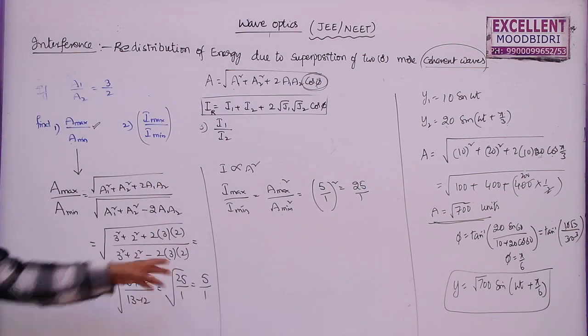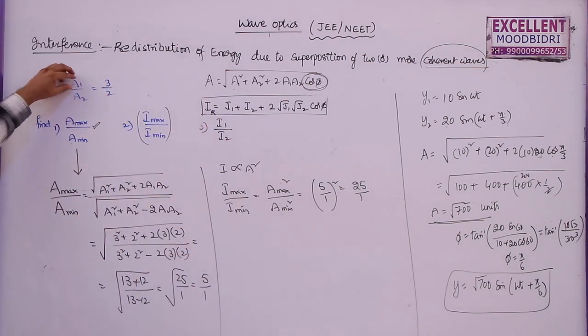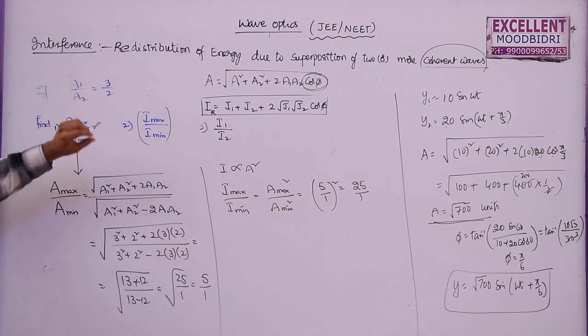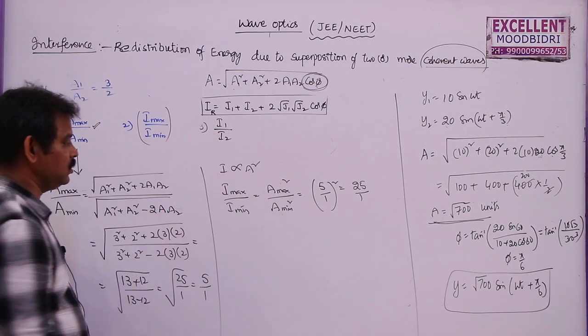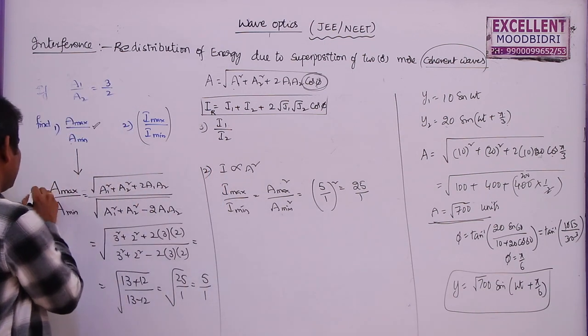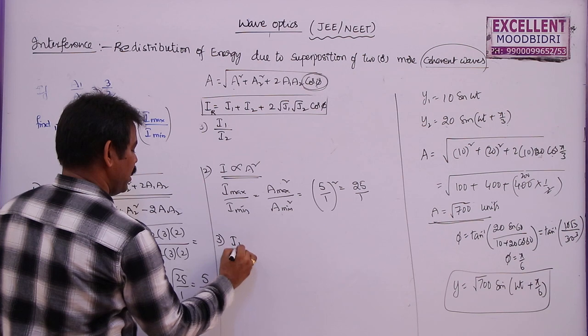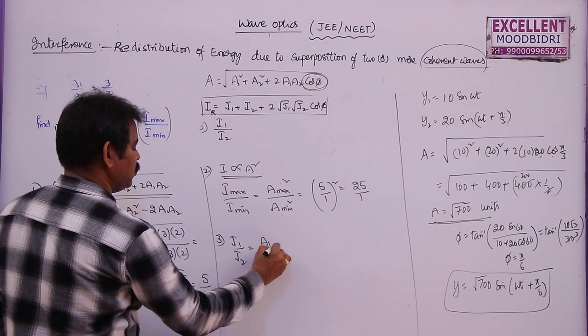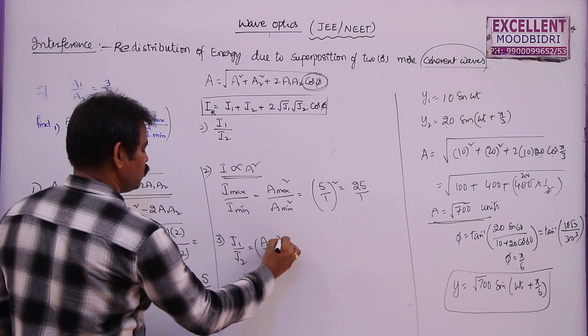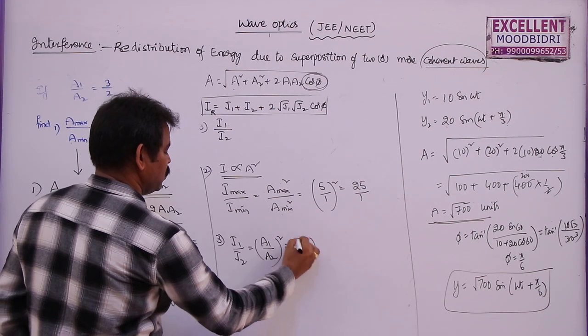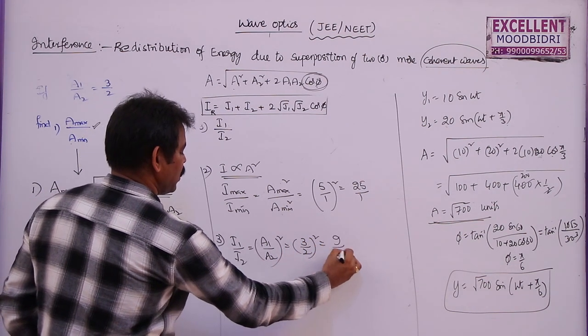In the third case, if the ratio of amplitude of two waves is 3:2, what is the ratio of their intensities? From the same formula, intensity is proportional to A square. So the third one, I1 by I2 is equal to A1 by A2 whole square, which is equal to 3 by 2 whole square, or 9 by 4.